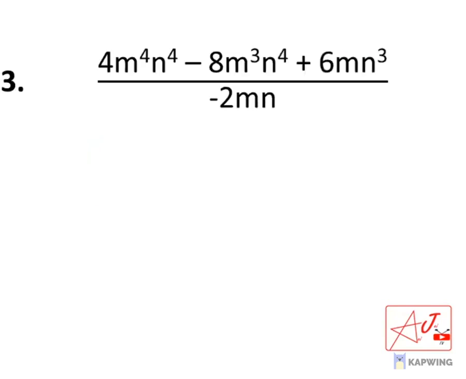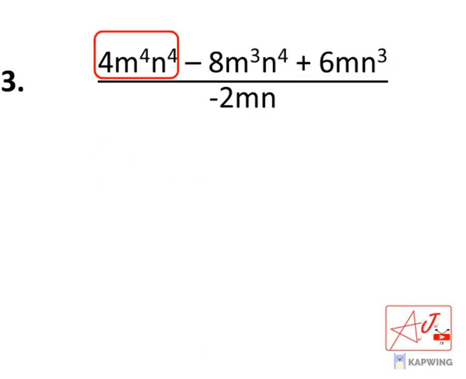Another. So, ito po yung ibang itsura ng ating division of polynomials. Yung kanina, yung normal na itsura ng division. Pero in this case naman, naka-fractional form siya. So, yung fraction is also division. Okay. So, start na natin. So, kapag ganito yung case, ganun pa rin naman. Isa-isa natin silang i-divide lahat kay 2mn or kay negative 2mn.